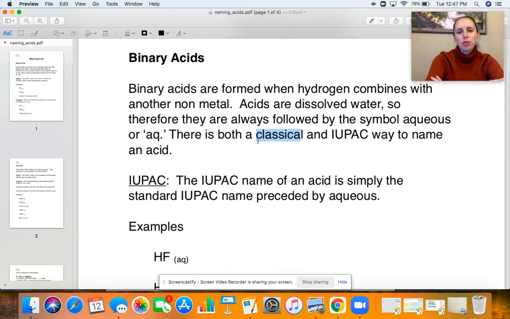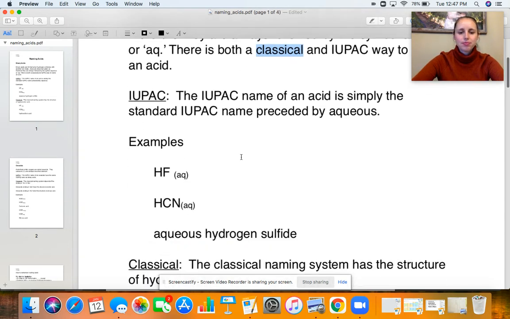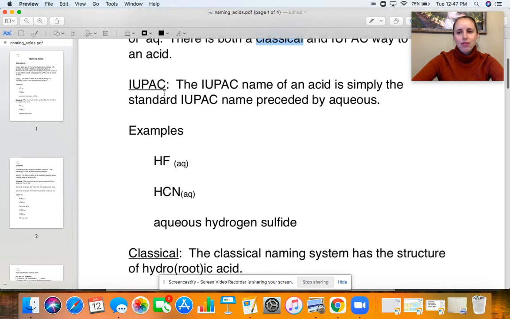You're probably more familiar with the classical naming system. Terms like hydrochloric acid are an example of a classical name. So I'm going to teach you both. I'm going to teach you the way according to IUPAC, and I'm going to teach you the way that you're probably going to see it in a chemistry lab if you go on to study chemistry. So let's start with the one that I find easier, and that's IUPAC.